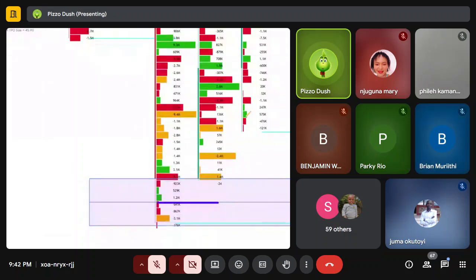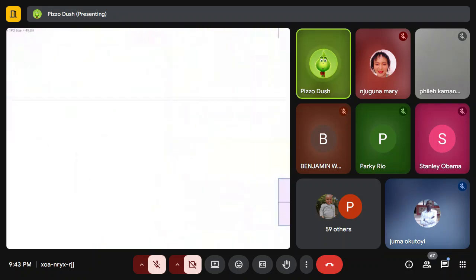Na tunaangalia kwa weeks pekee, hatuangalii kwa body, tunaangalia tu kwa weeks pekee. So that's why unaona siangalii kwa body, naangalia tu weeks pekee. You can see mpaka the other week hii candlestick ingine ilifunga na sellers wengi negative 24. Haya, so let's take a look at another one.